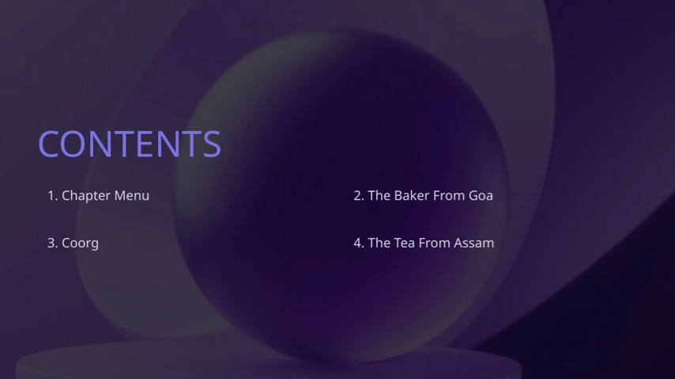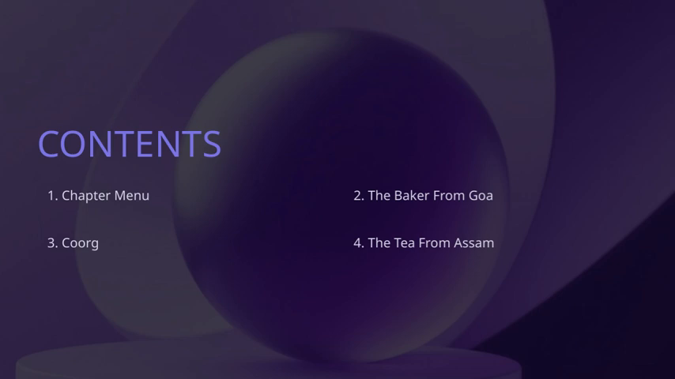Next, we have the baker from Goa. Goa's bakeries are famous for their delicious breads and pastries, blending Portuguese influences with local ingredients, creating a truly unique culinary tradition. Then, there's Coorg, a region celebrated not just for its scenic beauty, but also for its rich coffee plantations and distinctive cuisine. Lastly, we have the chapter menu, which helps us organize these diverse regions and their specialties, guiding us through this flavorful journey.